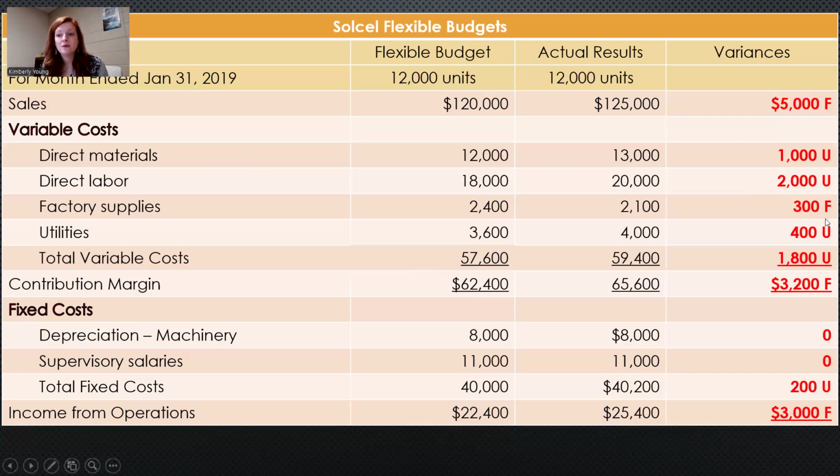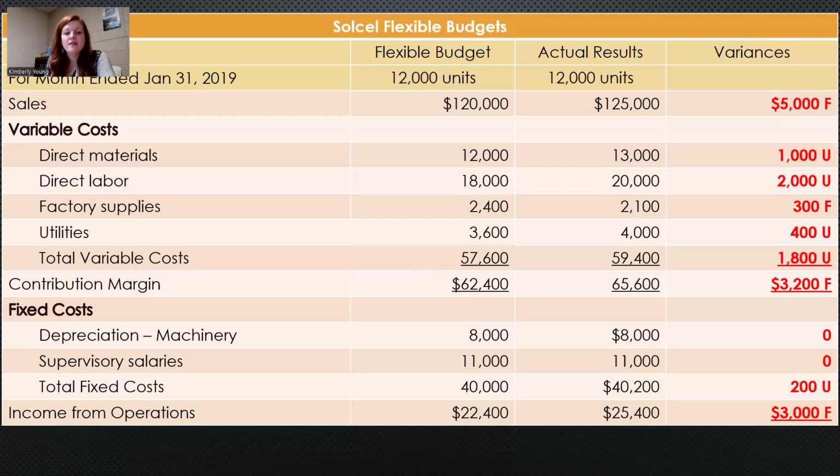We have a favorable, we had planned to spend 2,400. We only spent 2,100. Favorable difference of 300 in factory supplies. So that's good. We must have been wise with that. And then you look at it going forward. Well, maybe we don't need as high of a budget for factory supplies as we thought. So we can bring that down. Or maybe we just got a good discount or something. So going forward, we still do need to have that high of a budget.